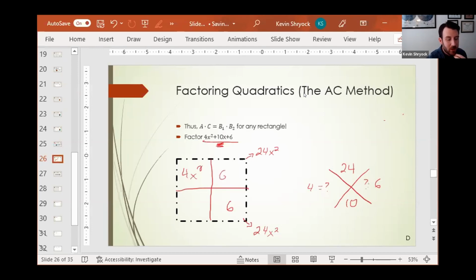So I can put 6 of my X blocks here and 4 of my X blocks down here, and then I can begin factoring. This has to have a common length of 4x. This has to have a common length of 6. This has to have the remaining x that makes the 4x times x equal 4x squared, and this has to be my plus 1. So it's from all of that that I recognize that this can be factored to 4x plus 6 times x plus 1.